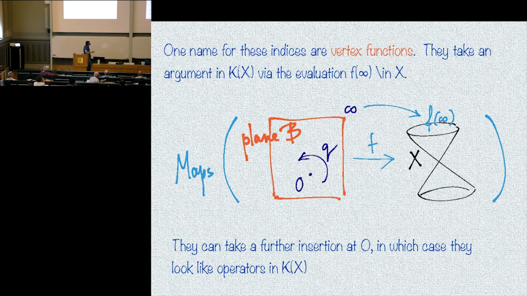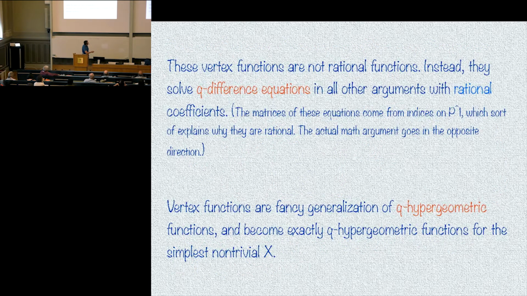But you can also put an operator at 0, which is another point preserved by this rotation, and then you get two objects, so that will look like an operator. And both points of view are useful. So these are not rational functions. Similarly, of course, Nekrasov functions are not rational functions.